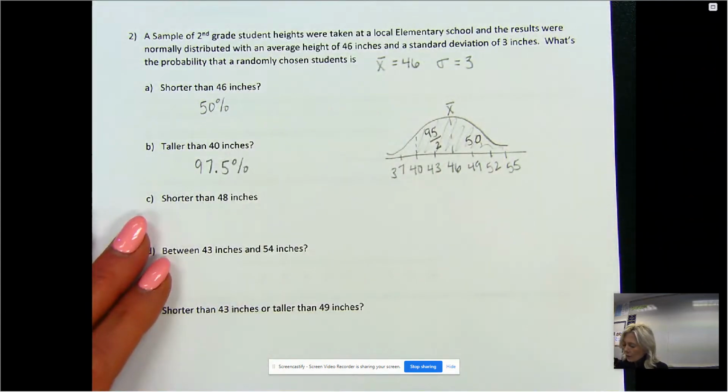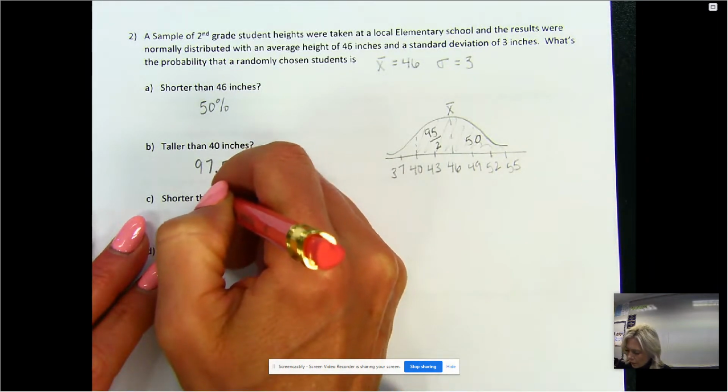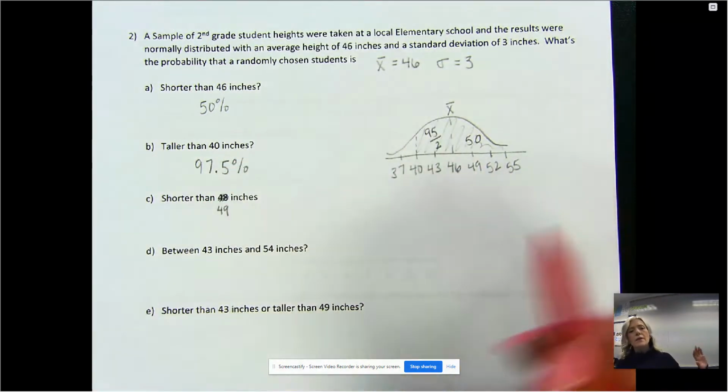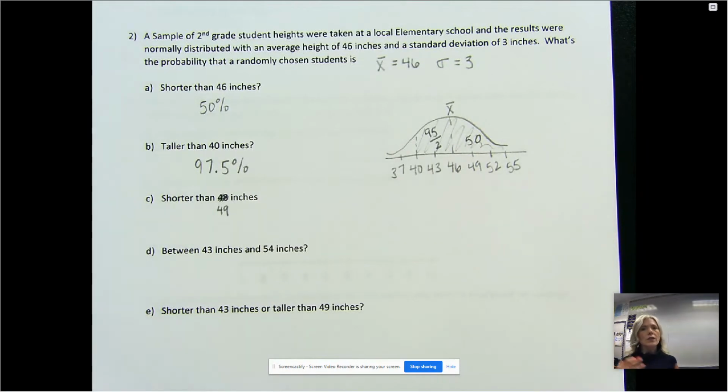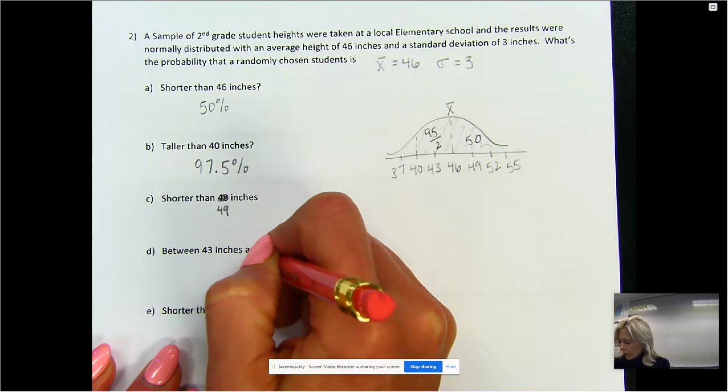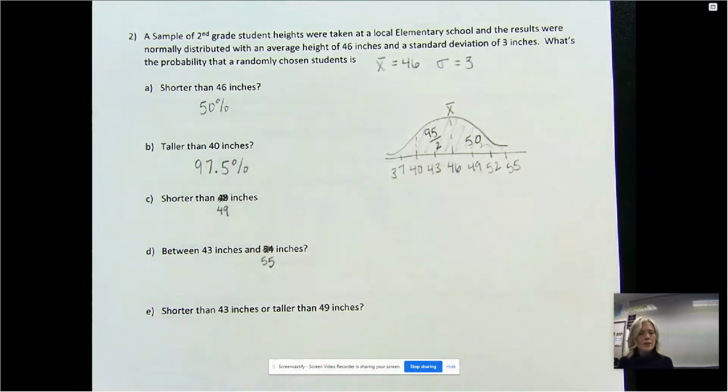Okay, shorter than 48 inches. I will have already changed this on your paper to 49 because this problem is intentionally using the empirical rule. In another problem, it can be anything because you're going to be using z-scores. All right, so shorter than 49. And then actually for part D, that 54 should be a 55. Again, I will have already changed this on your paper because I just got here this morning. I haven't even copied these for you. The rest I think are good.